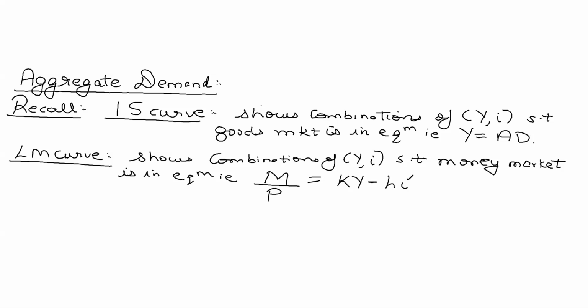Now all students should be able to recall K stands for sensitivity of demand of real money balances to the level of income. H stands for sensitivity of demand of real money balances to the rate of interest. My money demand function was KY minus HI. M by P denotes the real supply of money.